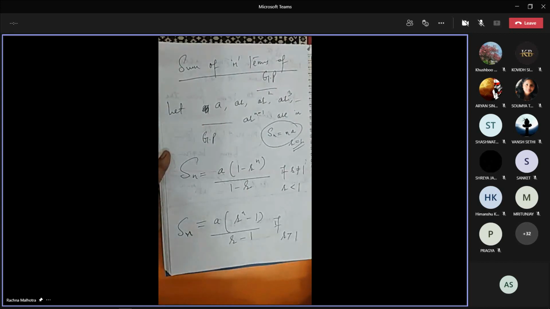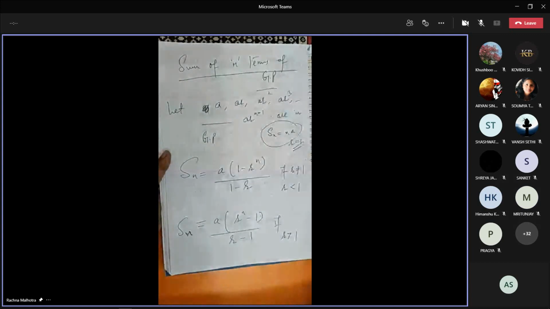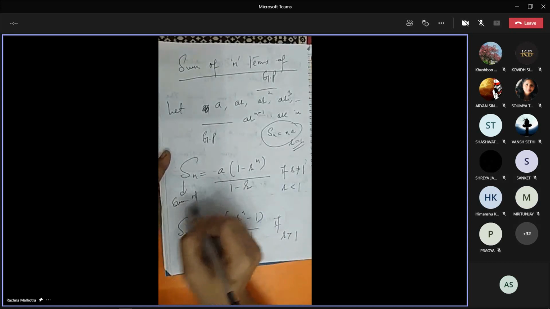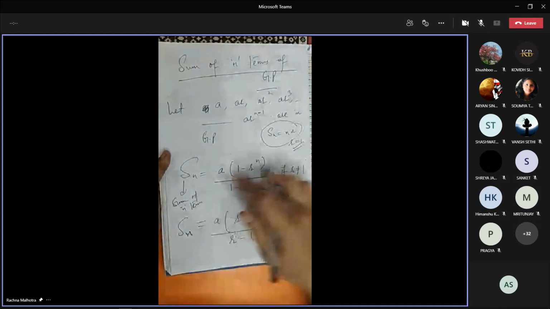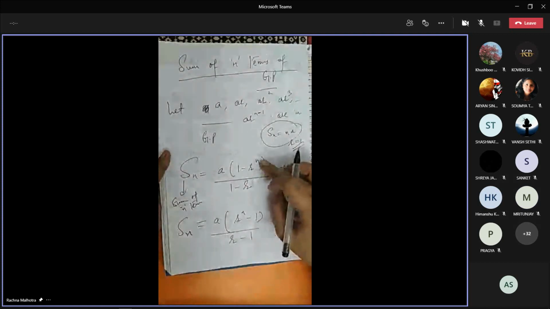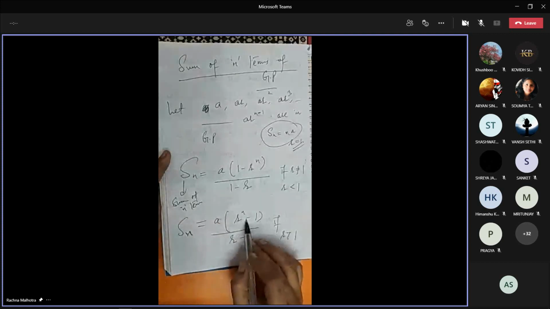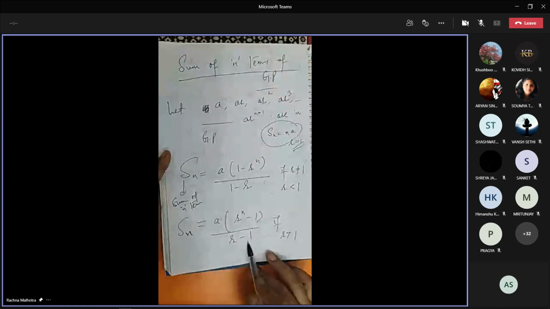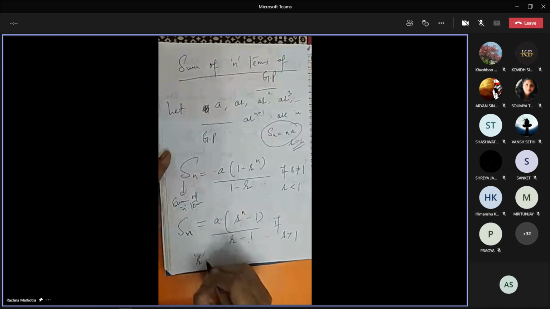Understood or not? I repeat. Suppose these terms are in GP, and we are finding the sum to n terms of GP, Sn, sum of n terms. So what is the formula? A multiply 1 minus r to the power n by 1 minus r, or you can write it as, if you just take minus common, r to the power n minus 1 by r minus 1. Both are identical. Okay, what is r here? Please tell me.